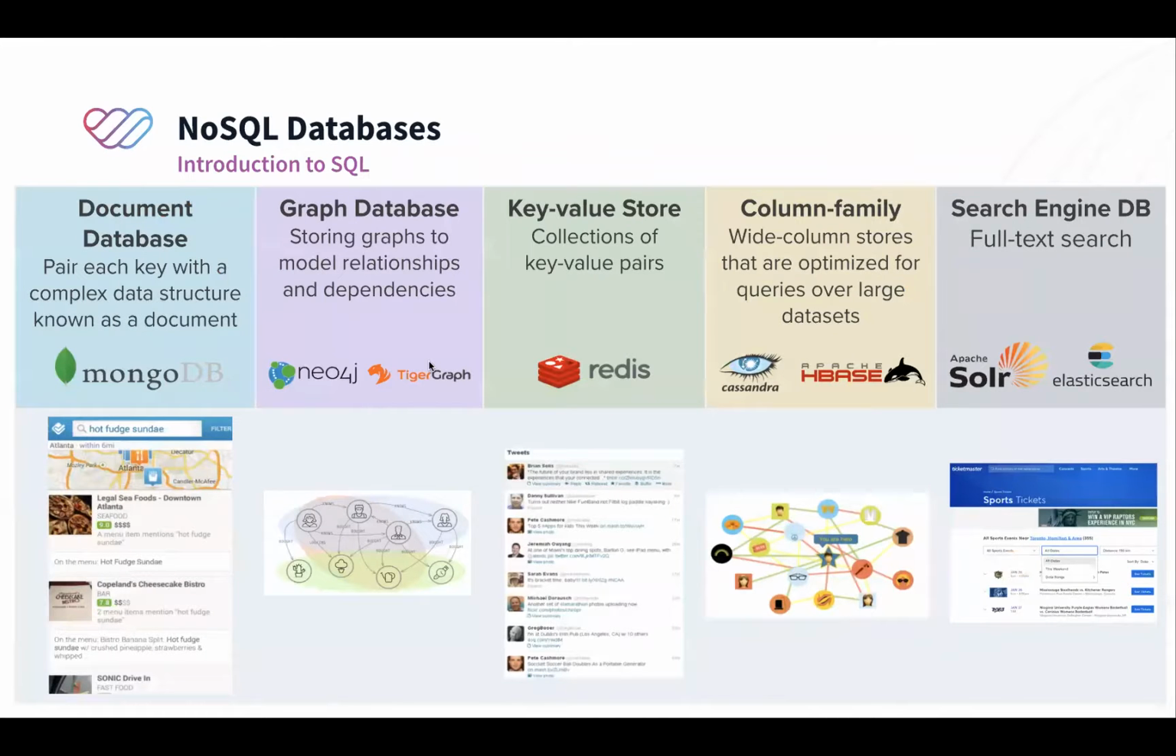When it comes to NoSQL databases, there are actually 4 to 5 different types, so it can be confusing sometimes. I'll briefly introduce them, and then we will discuss this in more detail in the NoSQL session. Okay. The first kind of NoSQL database is called the document database.